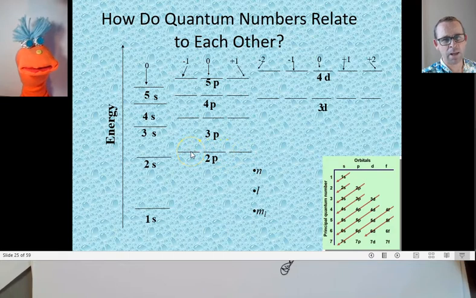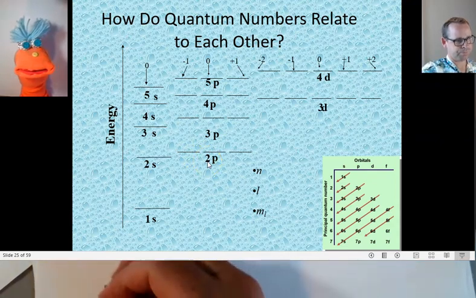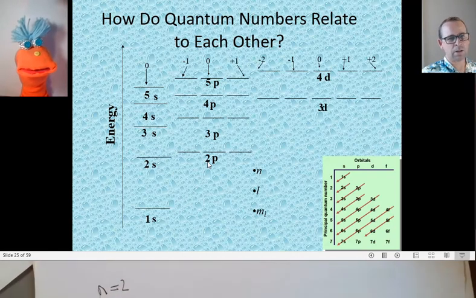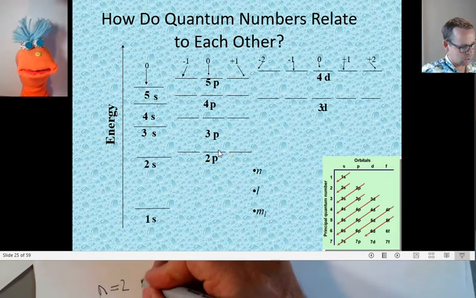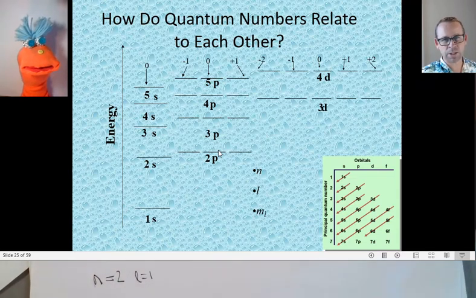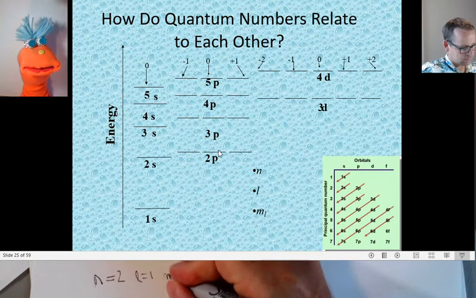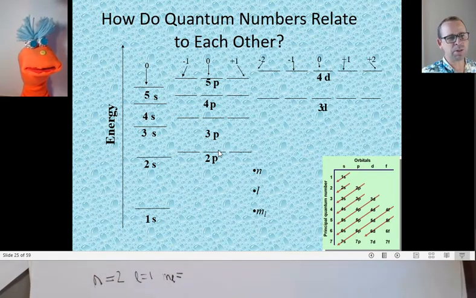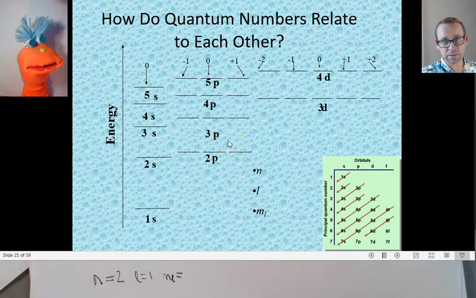So if our quantum numbers are n equals 2, and our L value, P there, corresponds to L equals 1, those numbers give us information about the energy. But the m sub L, if m sub L was equal to -1, it would be here. If m sub L was equal to 0, it would be here. And m sub L equal to +1 would be there. But none of those values would be more energetic than the other.